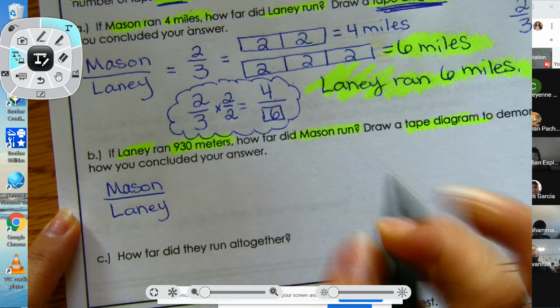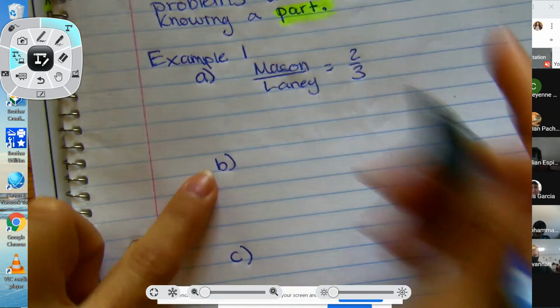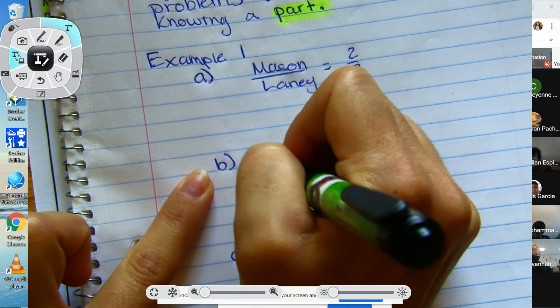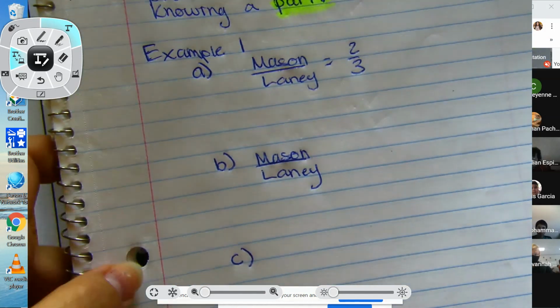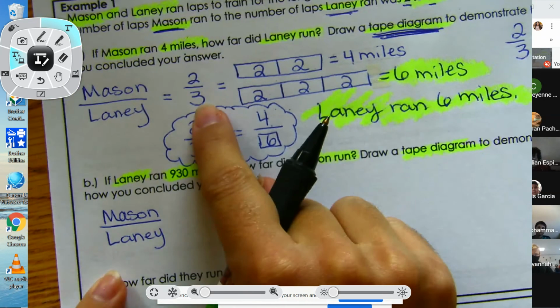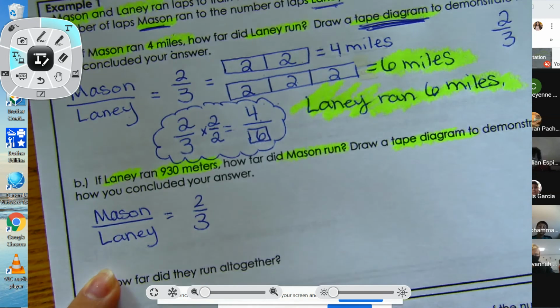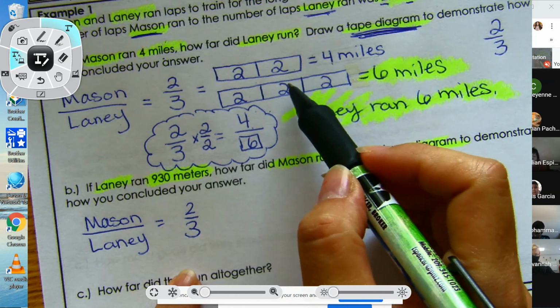Okay, so we're going to do Mason over Lanny again. Please write that down. You should be doing this in your notebook right next to B. So it would look like this, Mason over Lanny. Then we're going to put the ratio that's associated to it. It's 2 to 3. Next, we're going to make our diagram again.